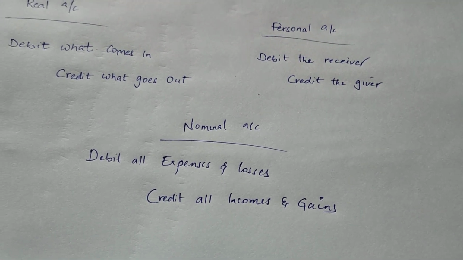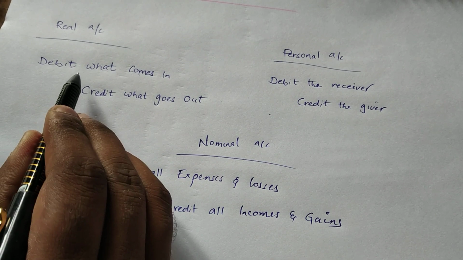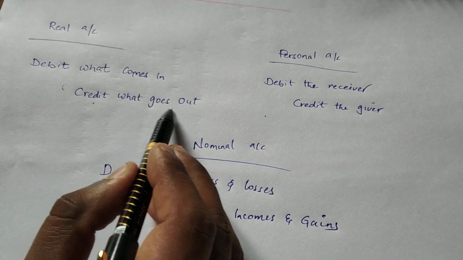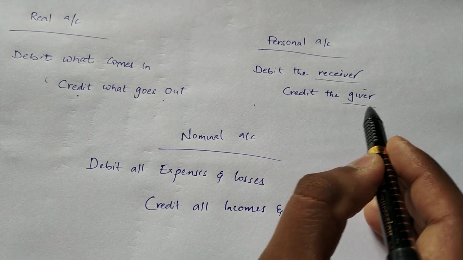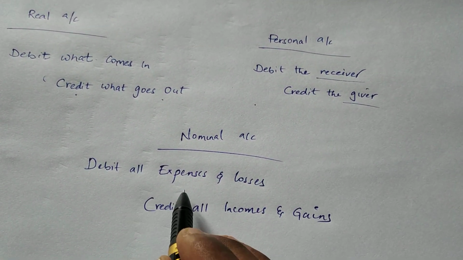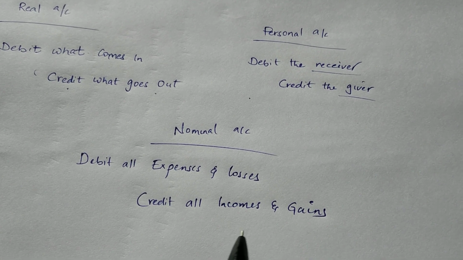Once again, I am revising. For the real account, the golden rule is debit what comes in, credit what goes out. For the personal account, debit the receiver, credit the giver. For the nominal account, debit all expenses and losses, credit all incomes and gains.